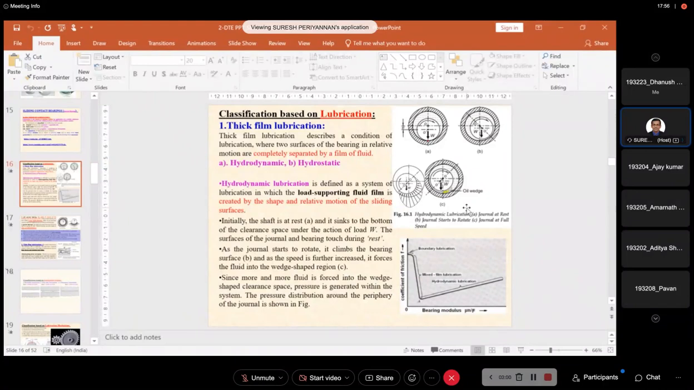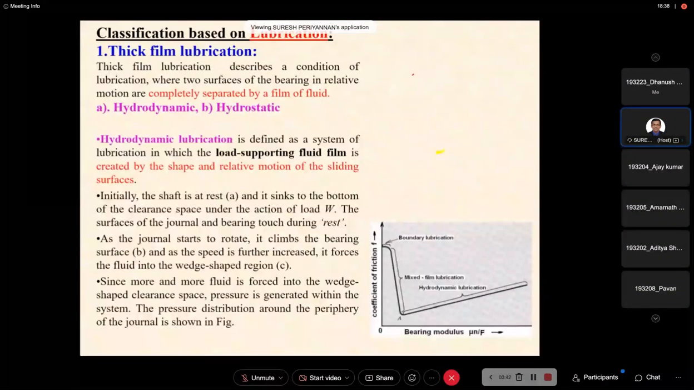That helps smooth movement and smooth rotation of the journal, and it also dissipates the amount of heat generated. That heat is easily dissipated through the lubricant. Hence, we are using appropriate lubrication in the bearing. Based on the lubrication properties, the bearing design can be done. Then we discussed what lubrication is and the types of lubrication: thin film lubrication and thick film lubrication. In thick film lubrication, we discussed hydrodynamic lubrication and hydrostatic lubrication, right?